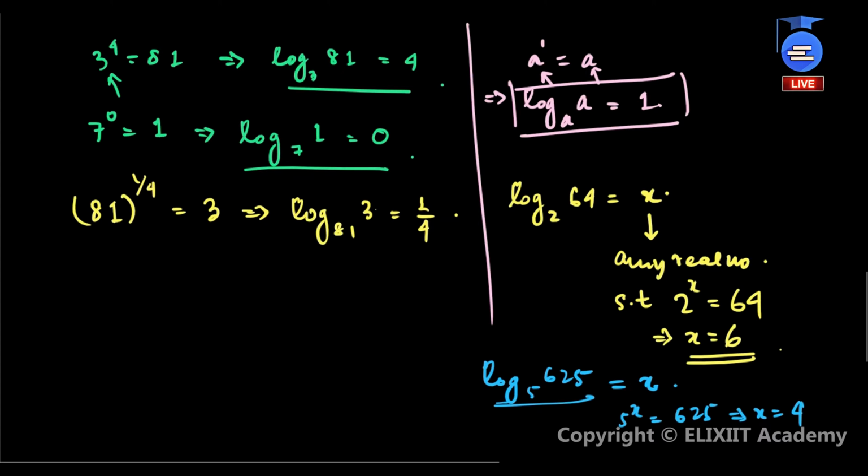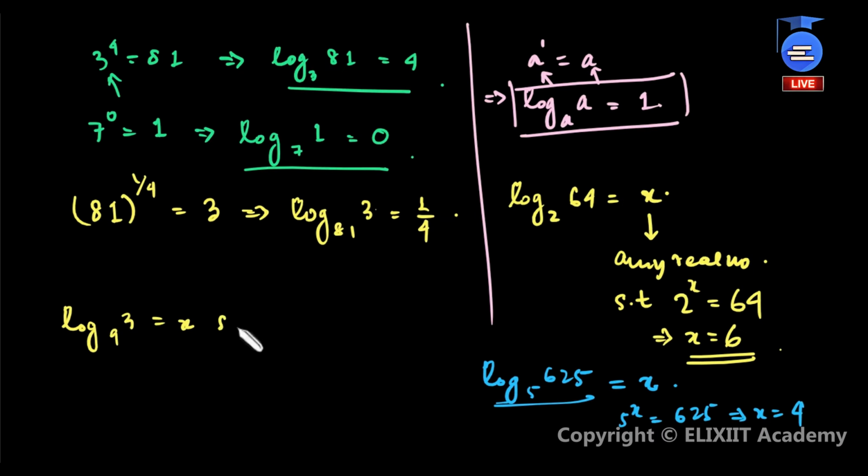Again, suppose you consider log 3 base 9. What is log 3 base 9 if you are asked to find out? Log 3 base 9 is basically x such that 9 to the power x is equals to 3.